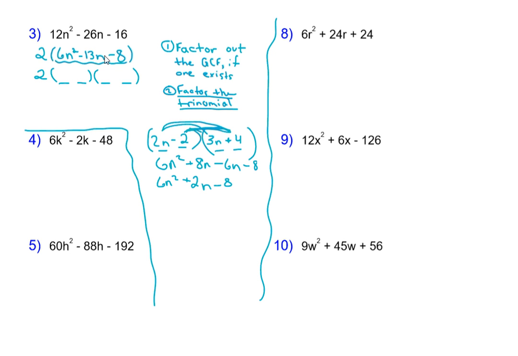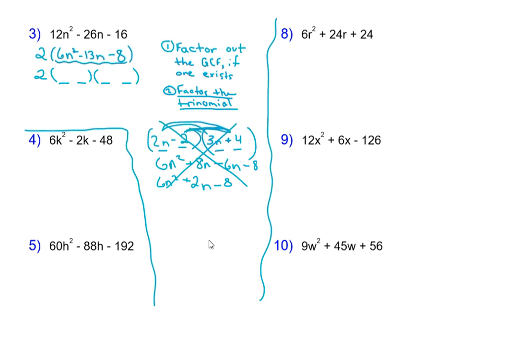If this trinomial was this one, 6n squared plus 2n minus 8, then yeah, we'd say we factored that correctly and we could be done with it. But obviously it's not this trinomial. So this is the incorrect combination of values. This did not work, so we need to try another one.